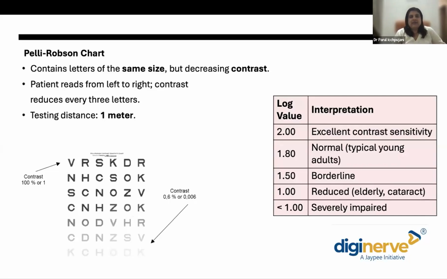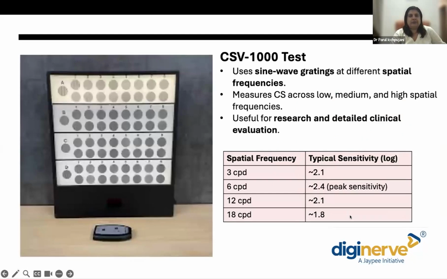The testing distance for this test is 1 meter. If you get a value here, a lower value means severely impaired, and a higher value means good contrast. So 2 or 2.3 would mean excellent contrast sensitivity, while 1 or less than 1 would mean impaired contrast sensitivity. Another tool used for checking contrast sensitivity is the CSV 1000 test.